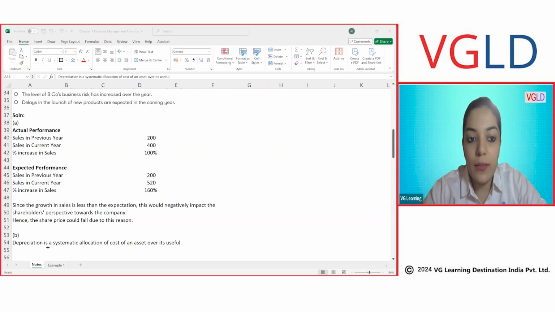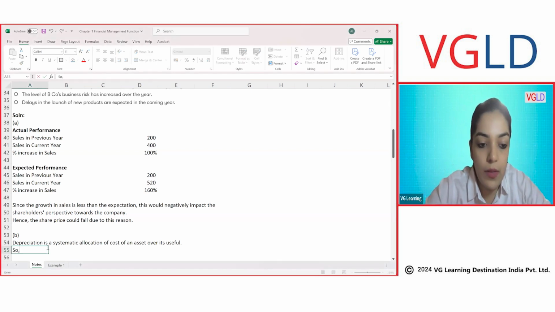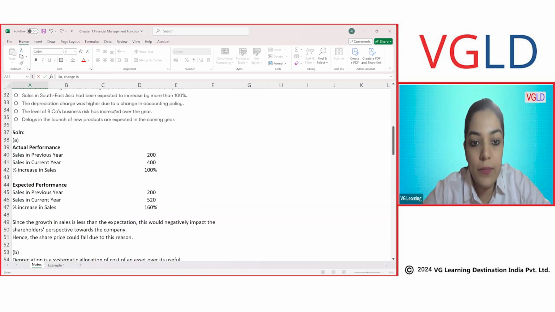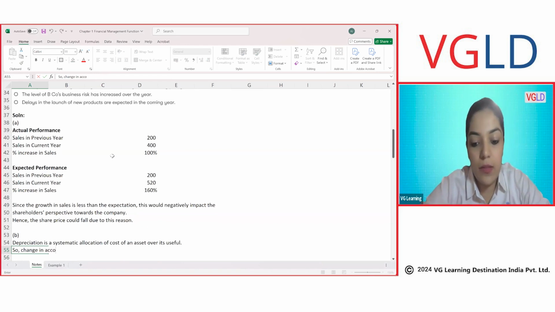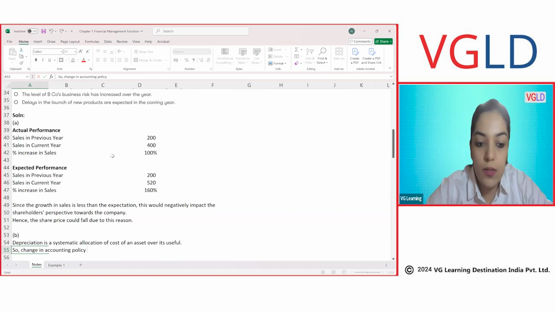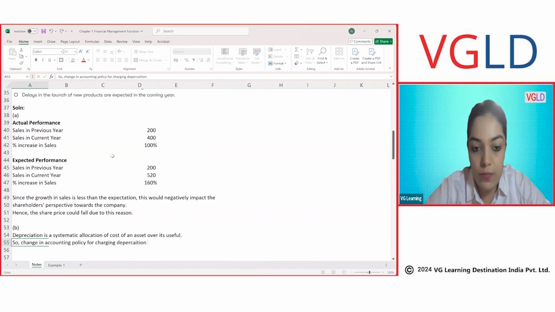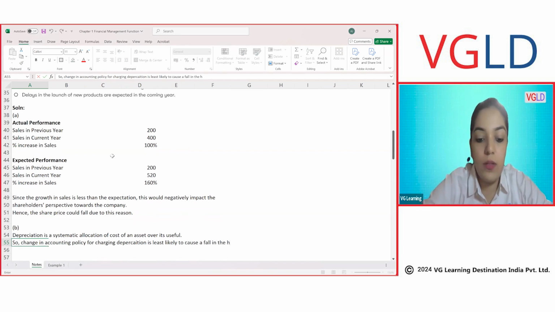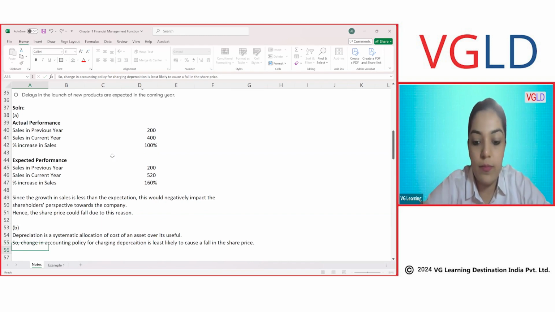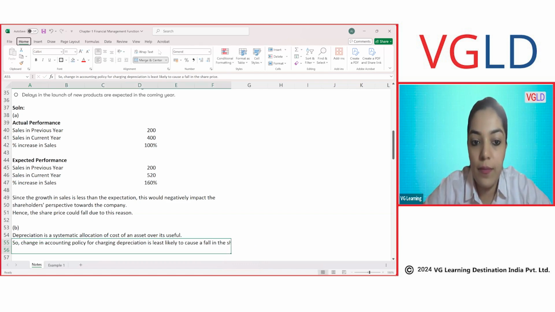So, a change in accounting policy for charging depreciation is least likely to cause a fall in the share price. But it will do so in any year.